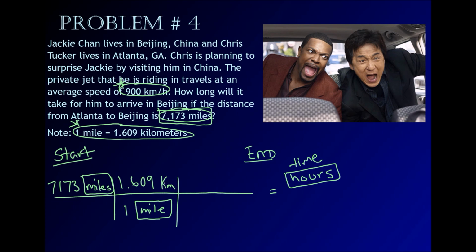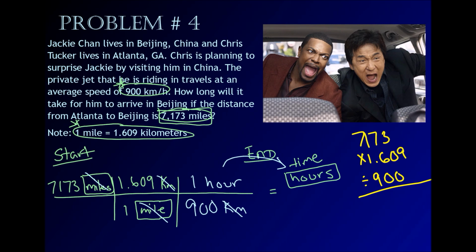So I put 1.609 kilometers on top, 1 mile on bottom, and the miles will cancel out. Now I'm left with kilometers. So now I'm going to use my only rate left, which is 900 kilometers per hour. So that's the same thing as 900 kilometers per 1 hour. Notice I put kilometers on bottom because I still want to cancel them out so that I only have hours left. So hour. And this is such a beautiful problem. This is the first problem that we've actually had a whole number on bottom besides 1.